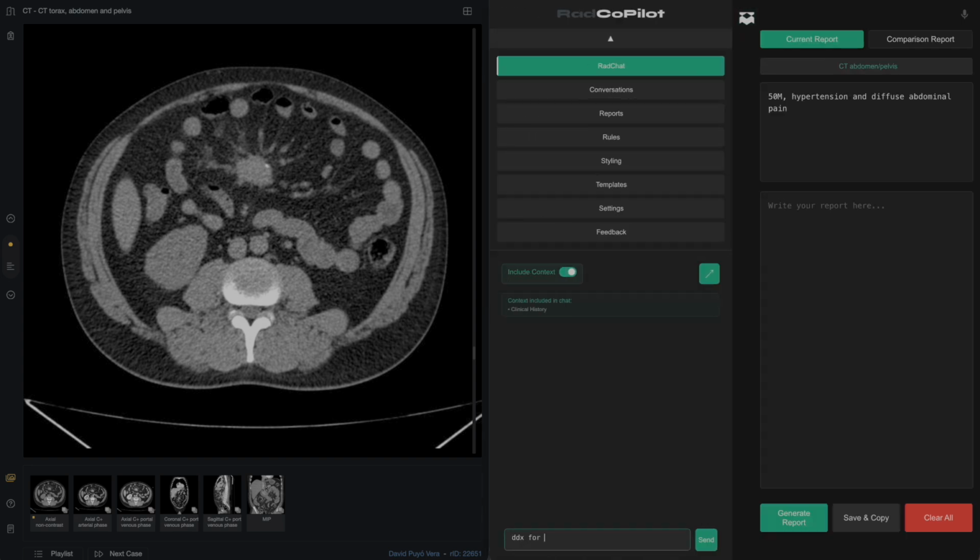Differential for partially calcified mesenteric mass with surrounding desmoplastic reaction.